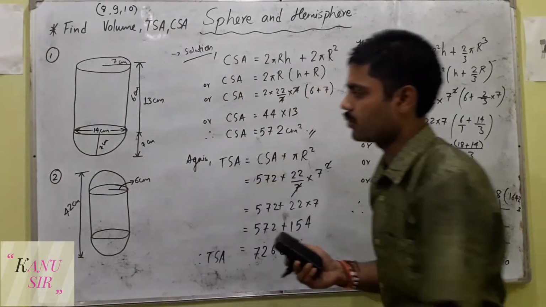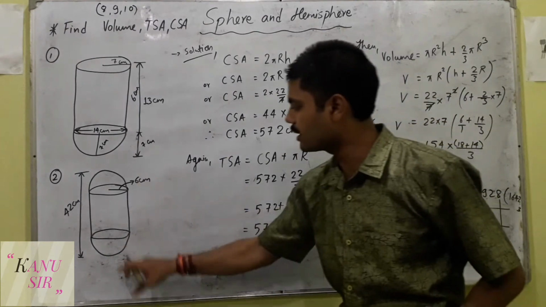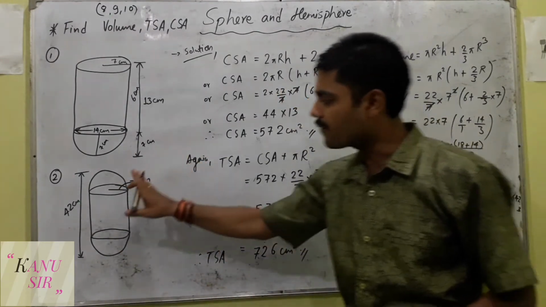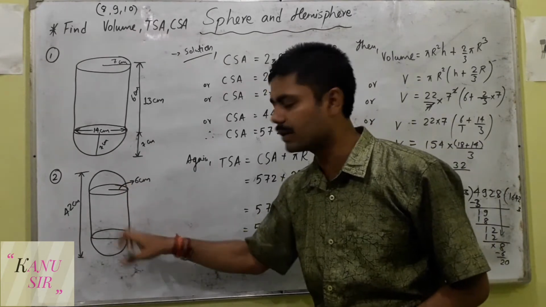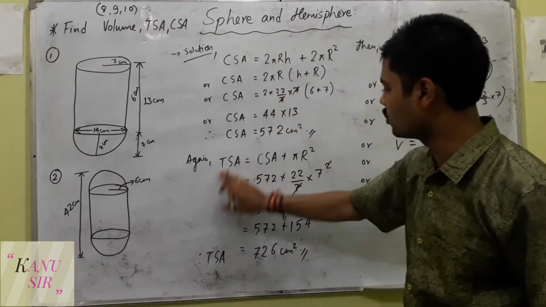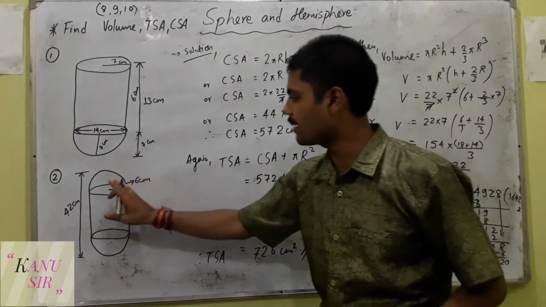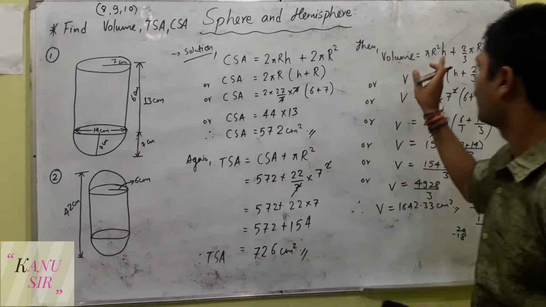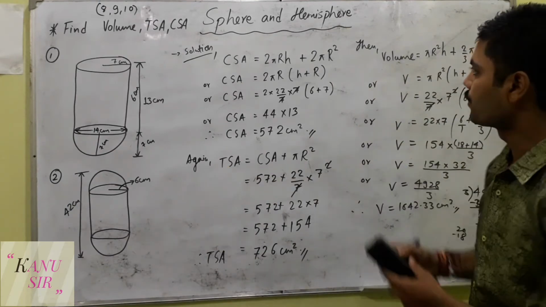Now next is from question number 2. Here you can see there is no opening for this figure. It means the curved surface area and total surface area of this figure is same. You don't have to do one extra work here. You simply have to find the curved surface area as a total figure and the volume of a total figure.